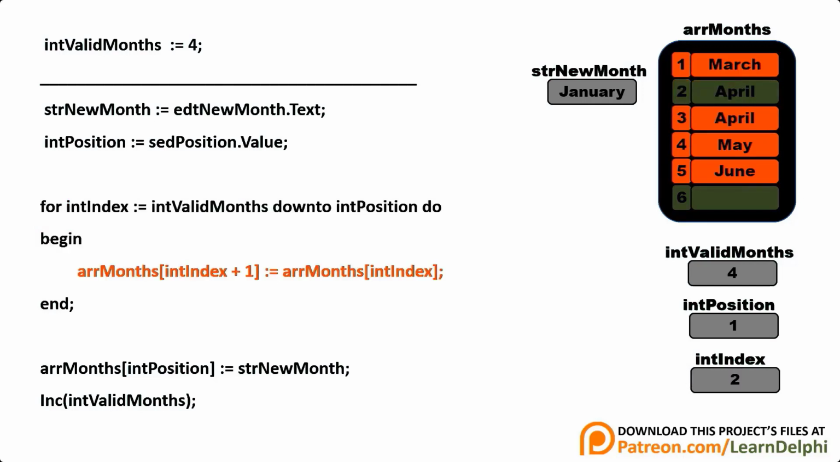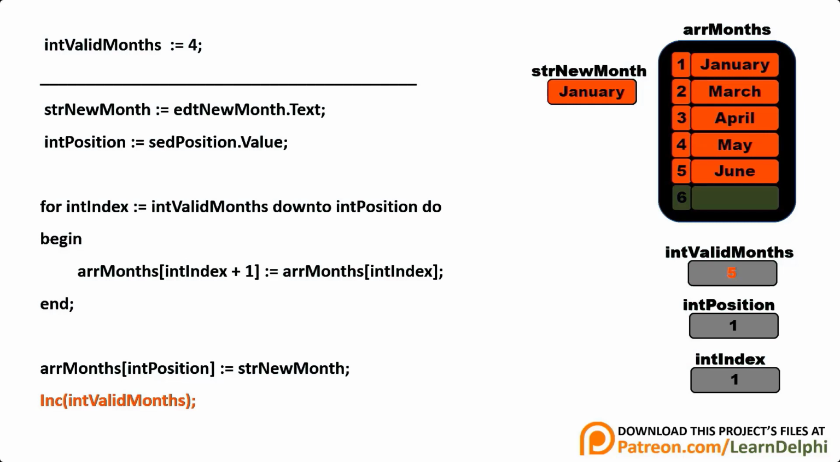Then we move April 1 index down by assigning April in index 2 of the array to index 3. The compiler enters the loop again, and the loop count goes down from 2 to 1. Inside the loop, we shift March 1 index down by assigning March in index 1 of the array to index 2. Now the first index contains a copy of March, so you can overwrite it with the new value by assigning the name in the string variable, which is January, to index 1 of the array. Finally, we increment the count for the valid month names to 5.